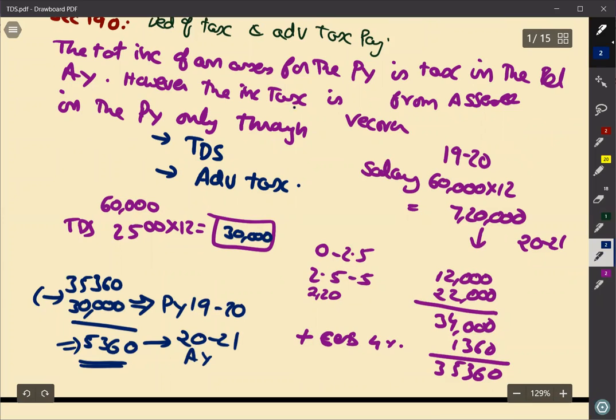However, the income tax is recovered from the assessee in the previous year only. How am I recovering? I am recovering this 30,000 in the previous year, either in the form of TDS or in the form of advance tax. The total 35,360 you will pay in the next year, but of that, the employer has recovered 30,000. So this 5,360 will be paid in the assessment year, and this 30,000 is recovered in the same relevant previous year. That's it.